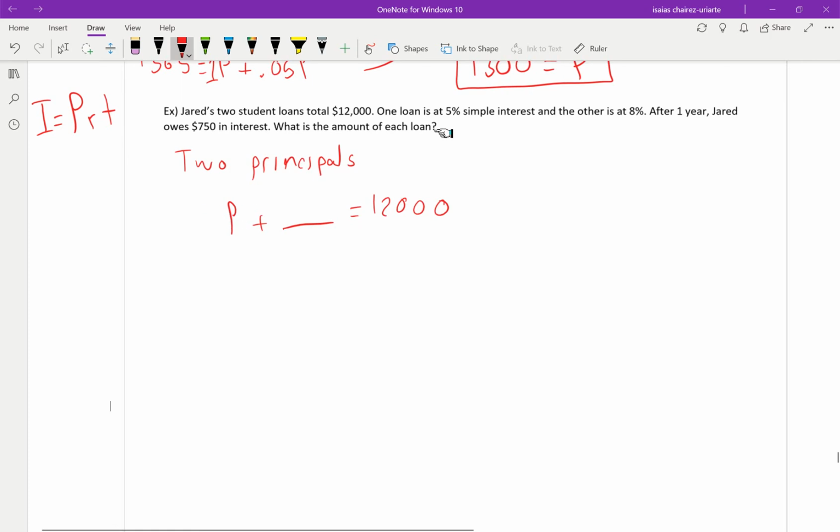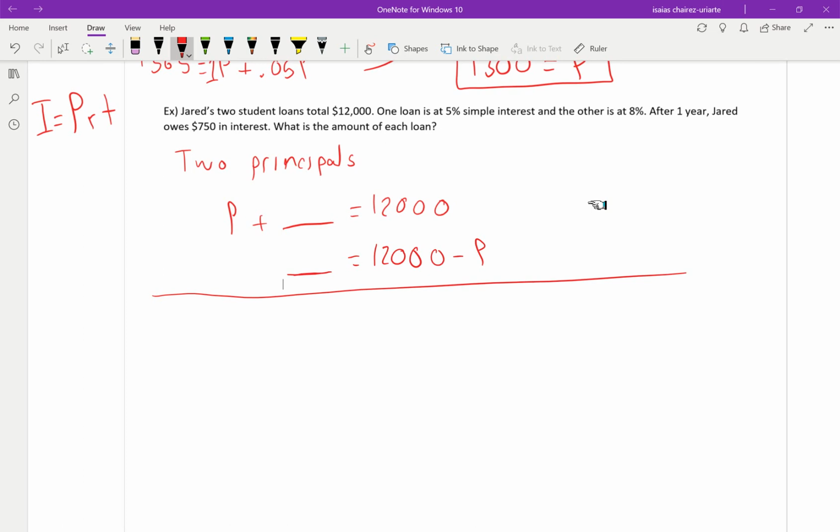So then I'm going to say here that the thing that I do not know is just going to be 12,000 minus P. Does that make sense? So then he borrowed two amounts of money. One of them was P amount, so some unknown amount. And the other one was 12,000 minus that amount. And together they add up to 12,000. So first we have to think about that and realize that.